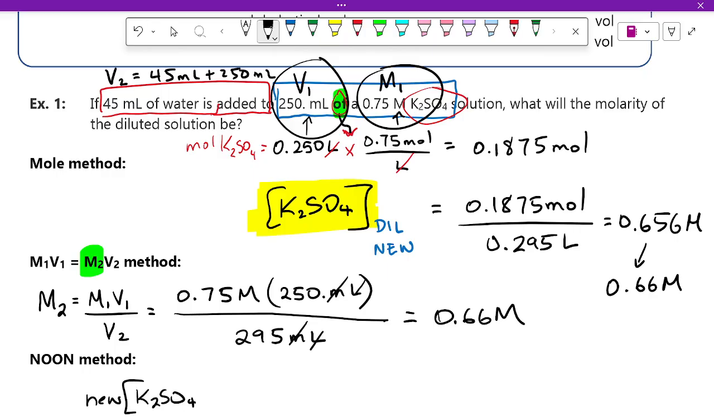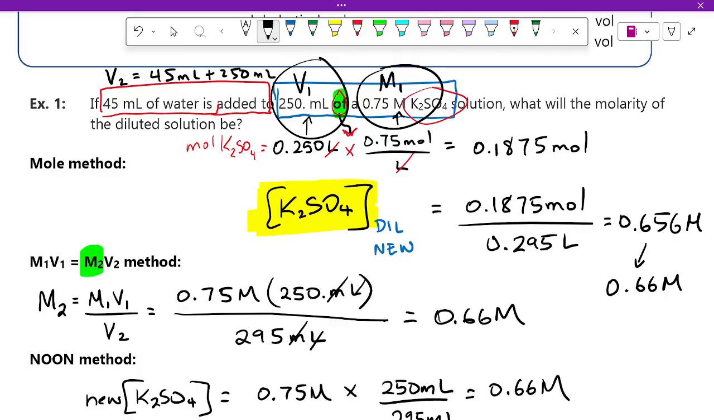Using the Noon method, we say, what is my old concentration? 0.75 molar. What fraction am I going to get? Well, I start with 250 milliliters and I finish with 295 milliliters. And I get 0.66 molar. It is essentially the same.